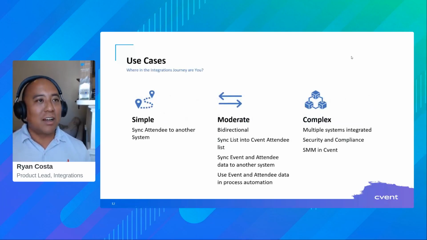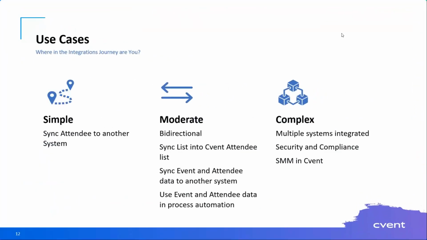So, use cases. I don't know about you all, but I think it's a little bit easier for me to put things into columns or buckets, if you will. I think that's a popular term here at Cvent, right? Bucketing things, and understanding what an integration might look like through maybe complexity or difficulty, if you will, right?